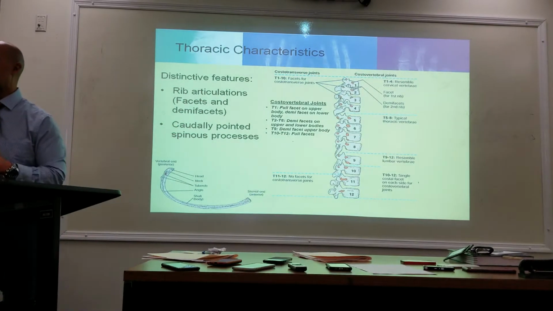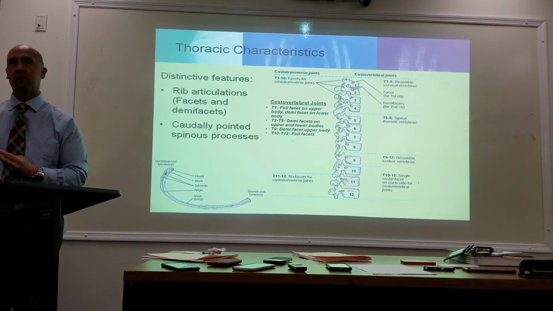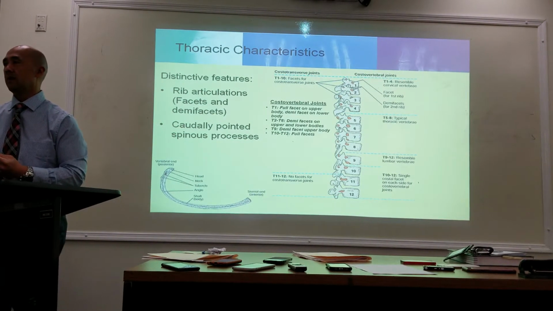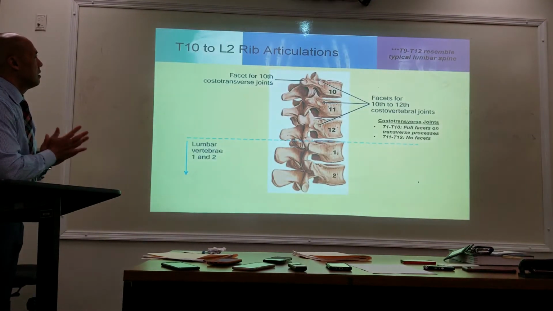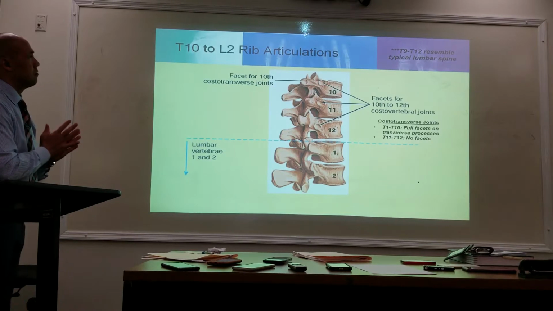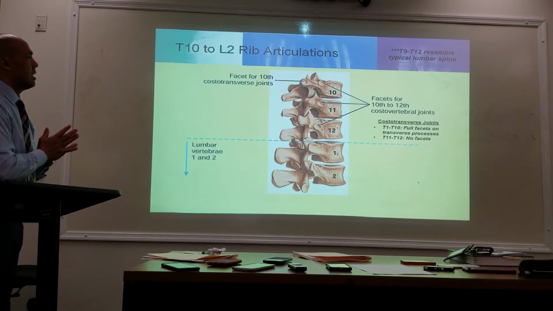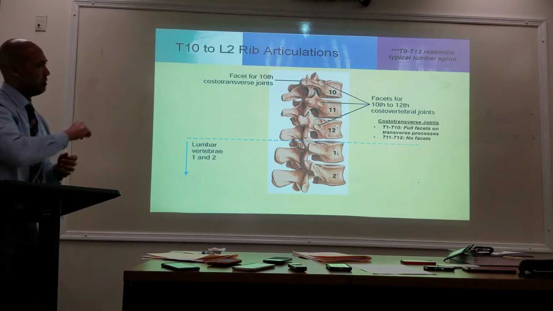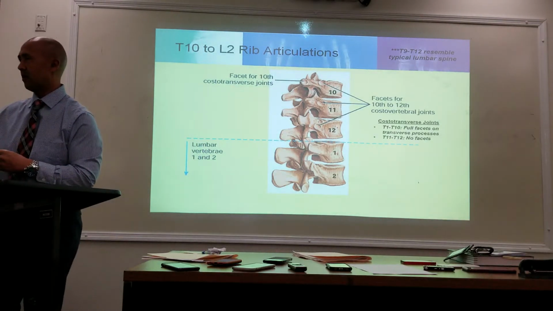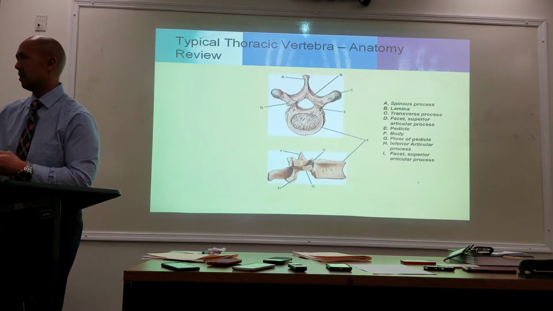Okay, any questions? I'm going to keep on going. No questions? Let's see what we have here. Facets, costotransverse joints. Okay, we already covered that part. There's a little blurb up there on the top right. I think it's also covered on this, I think.